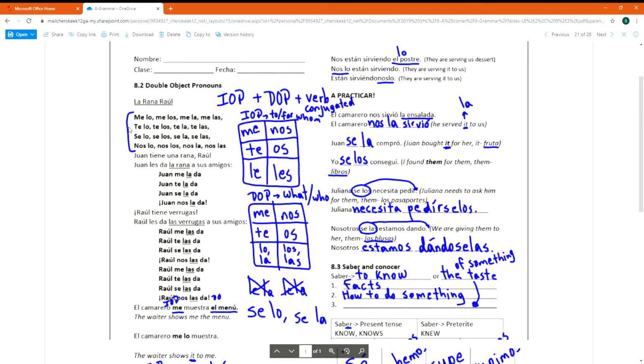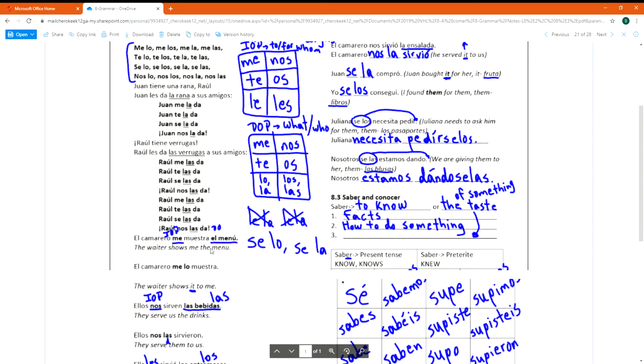Okay, so let's look at what that little melo, melos, what are those things, right? All right, so the me, te, se, nos refers to the to whom or for whom. These are the indirect object pronouns, and we've done a lesson on these. So me, te, le, nos, os, or les. Then the lo, los, la, las, that's the direct object pronoun. And again, that tells you the what or the who. We're focusing really more on the what because we're focusing on the lo, la, los, or las.